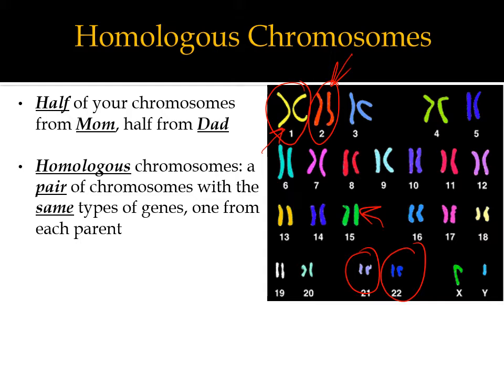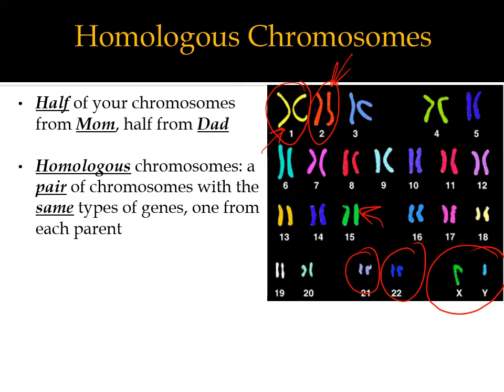Now, if you're doing the math for this, that only gives us 44 total. 22 chromosomes times 2 is only 44, not 46. So the last 2 chromosomes anyone has are the sex chromosomes. That means you have 2 copies of an X chromosome if you're a female, or an X and a Y chromosome if you're a male. But those will give you the 46.